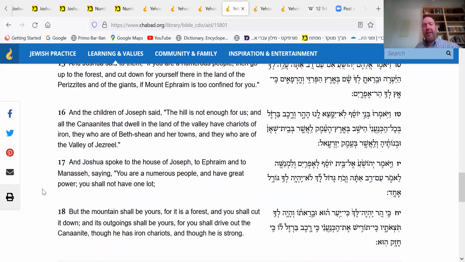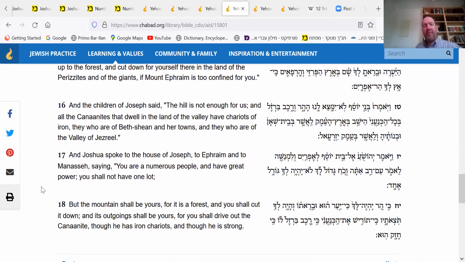And the children of Joseph said, "The hill is not enough for us." It's just not enough, that area, even if we cut down the forest. "And all the Canaanites that dwell in the land of the valley have chariots of iron, they who are of Beit Shan and her towns, and they who are of the valley of Jezreel." What we read earlier, the areas that were not conquered, Megiddo, Beit Shan, right? They have heavy weaponry. They have chariots of iron. So how are we to do? We don't have enough land, and we can't conquer the lowlands of the valley. So they don't give up. They have a complaint, and they say we don't have enough area to dwell in.